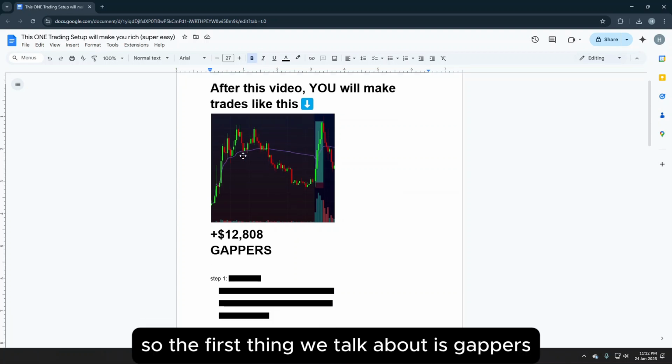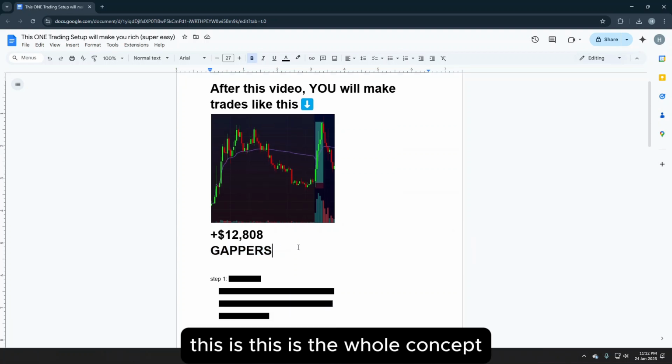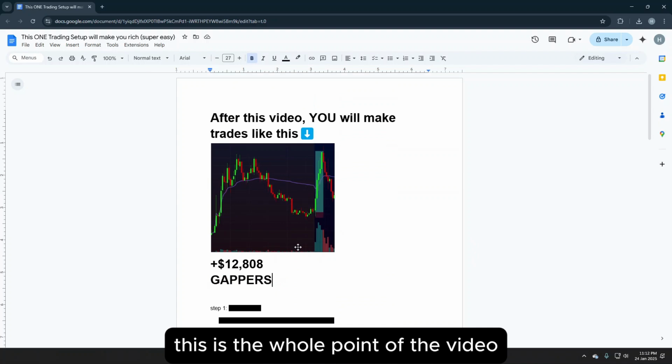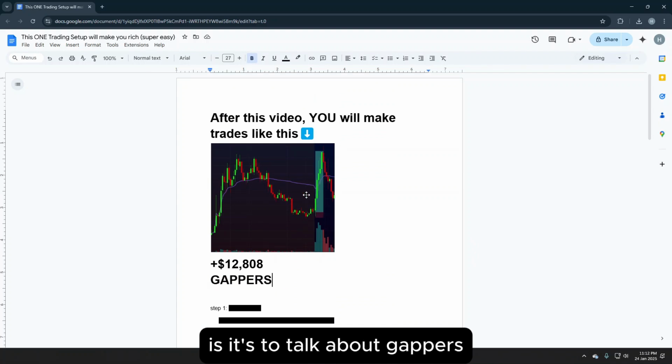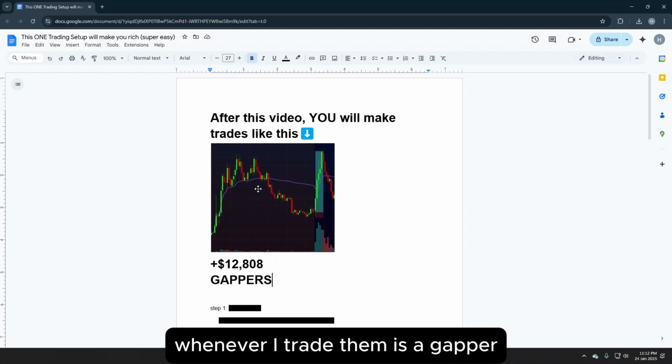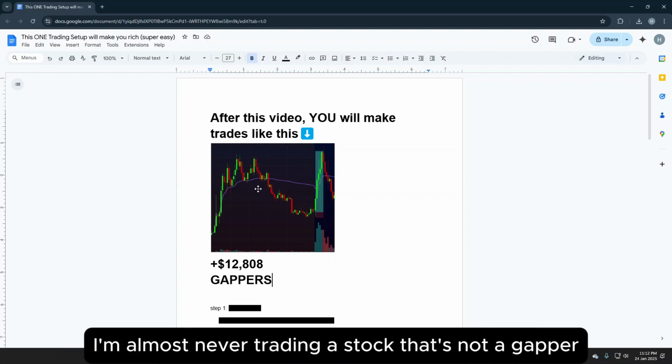So the first thing we can talk about is gappers. This is the whole concept. This is the whole point of the video, to talk about gappers. This stock over here is a gapper. Literally every single stock I trade, whenever I trade them, is a gapper. I'm almost never trading a stock that's not a gapper.